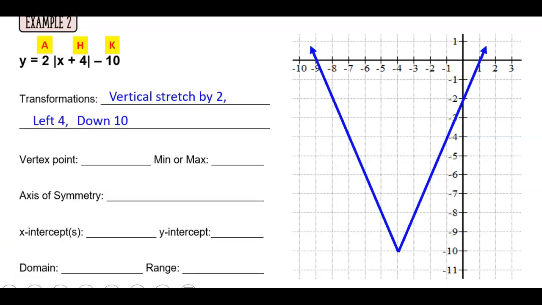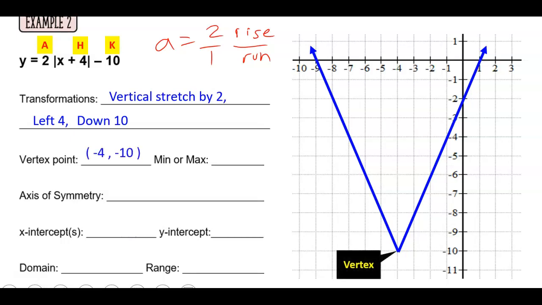Did y'all get this? Then you can graph it. If your A value is 2, that means your A value is 2 over 1. That's your rise over run. So your vertex is negative 4, negative 10 down here. And if your A is 2, you go up 2 over 1, put a point, up 2 over 1, put a point, keep that pattern going.